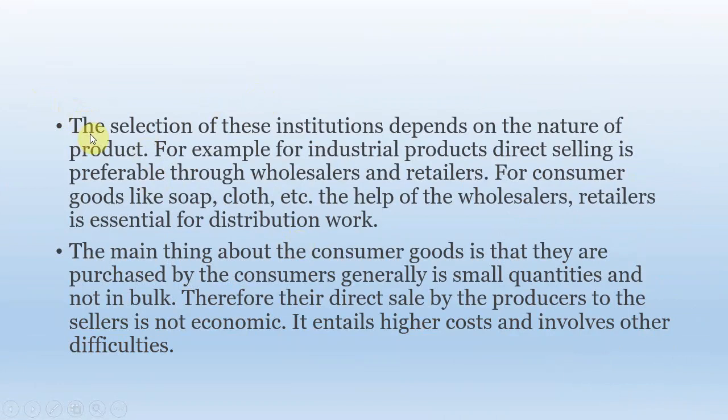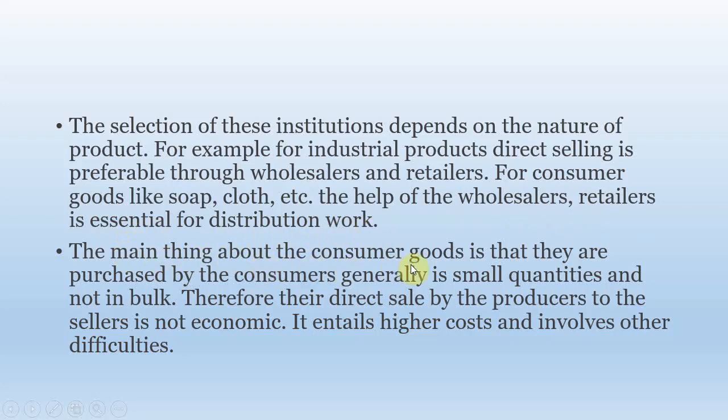Here, one more, see here. The selection of these institutions depends upon the nature of the product. No doubt, what we studied in the product approach or commodity approach, that is the nature. First the product is there, then for example, for an industrial product direct selling is preferable, while for consumer goods like soap, cloth, etc., the help of wholesalers and retailers is essential for distribution of work.